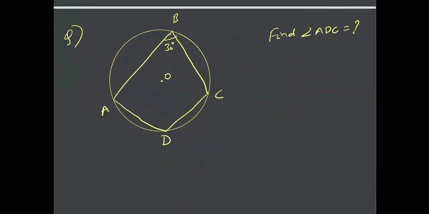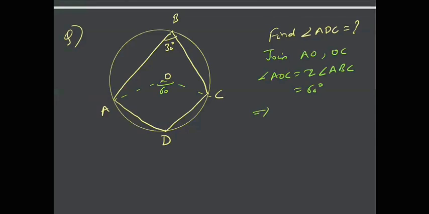Then how to find angle ADC? Okay, so let us join AO and OC. Then we know that angle AOC is equal to twice of angle ABC, that is 60 degrees, right? Now this implies that this angle is 300 degrees, right? That is the reflex angle AOC. Reflex angle AOC is 300 degrees because the sum of angles at O is 360.